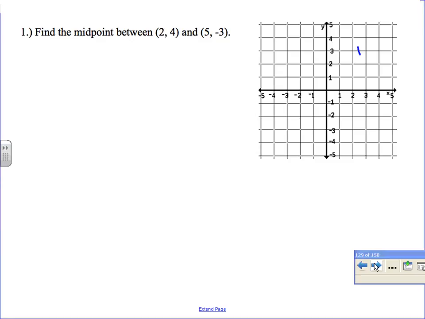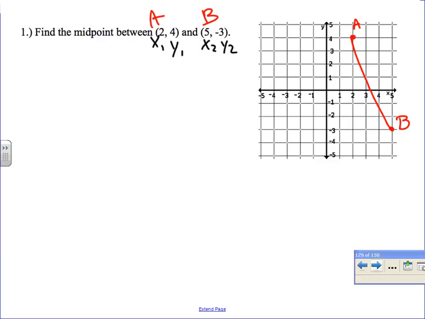Okay, let me show you how this works. Let's start with number 1 and let's plot the points on this one. There's only one way to do this. Like the distance formula, you can use Pythagorean theorem. This one, it's just the midpoint formula. So let's plot, I'm going to call this one A and this one B. 2, 4, so A is right here, and B is 5, negative 3, which is right here. So I'm going to connect them. We need to find the midpoint, which is the halfway point, equidistant from each of the endpoints. I'm going to label them x1, y1, x2, y2.